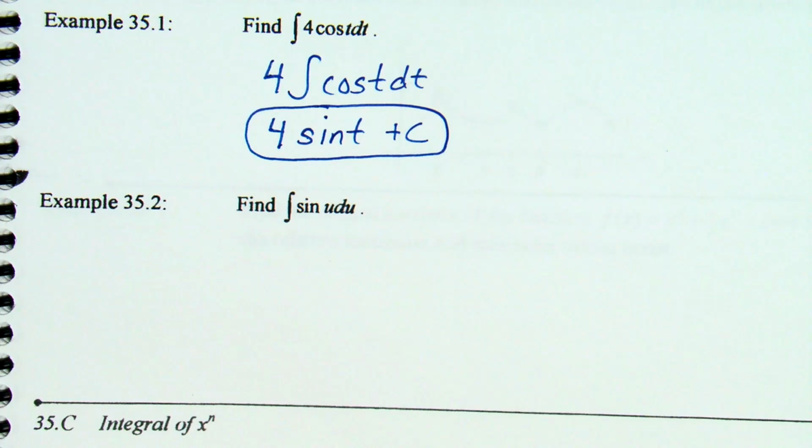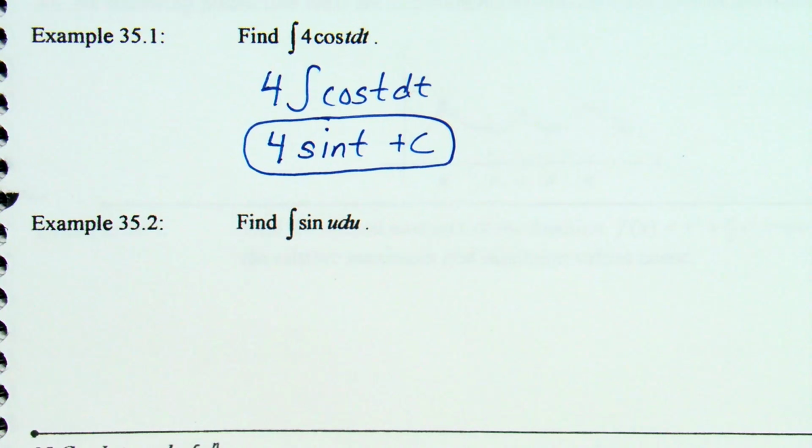What about example 35.2 here? The integral of sine u du. He's suggesting negative cosine u plus c.